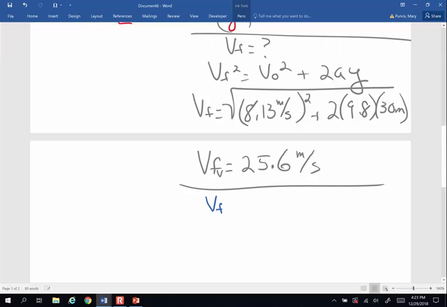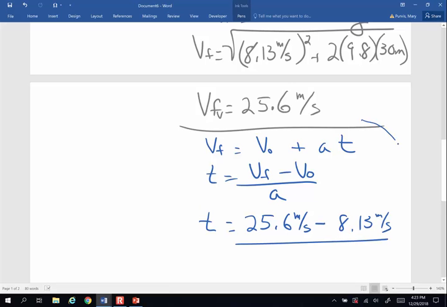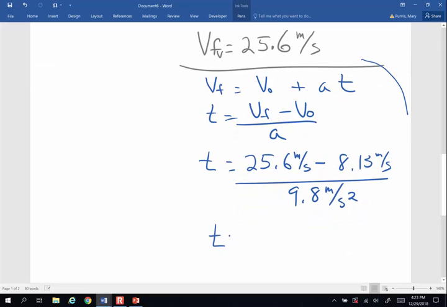Now that I have that, time is easy to acquire, so I'm going to find time, and I'm going to use final velocity is original plus at, so time is going to be equal to final minus original divided by rate of acceleration. My final velocity was 25.6 meters per second, minus my original, which was a positive 8.13 meters per second, divided by gravity, and because all the motion is in one direction, I'm going to keep everything positive, so 9.8 meters per second squared. So the time that they are falling off that cliff into the water, I calculate as 1.78 seconds.